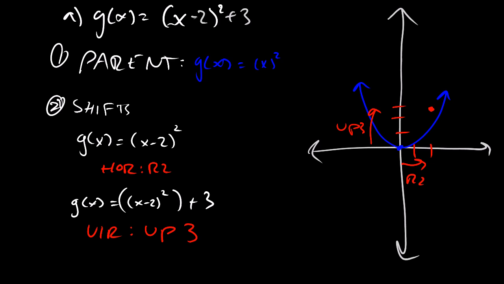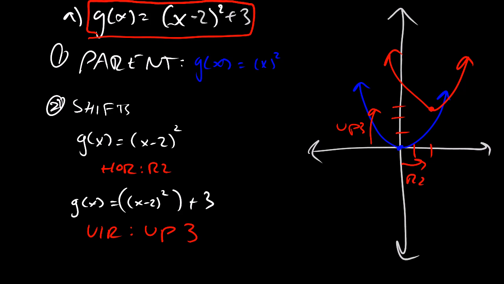And what does it look like? It just looks like our parent graph. So our g of x equals this. We start by knowing what our parent graph looks like, then we shift it, so it's just our parent graph shifted. That's all. So there, A is done.